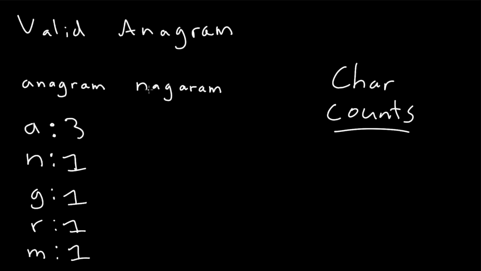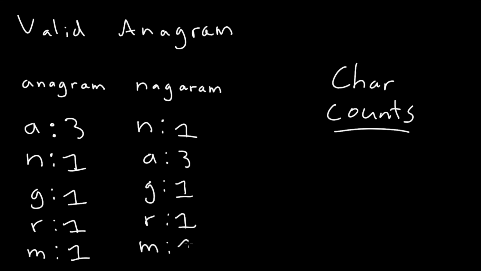And if we look at the word nagaram, we're actually going to see pretty much the same thing. So we've got N, how many of those do we have? We've got just the 1. A, we've got 3. The G, we've got just the 1. R, we've got the 1. A, we've already counted. And M, we've got the 1.